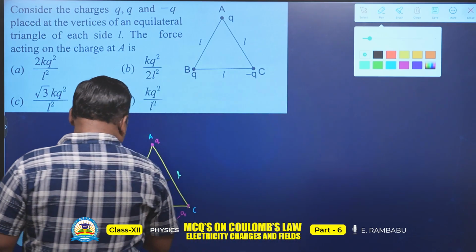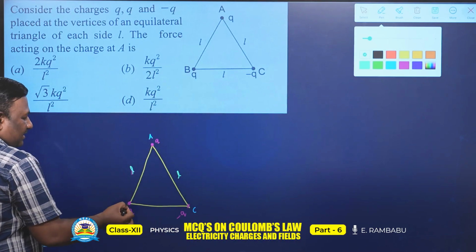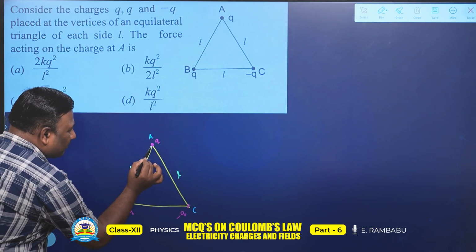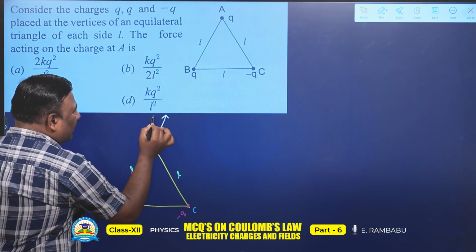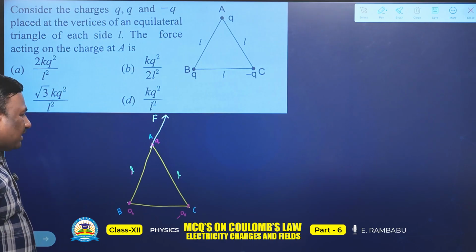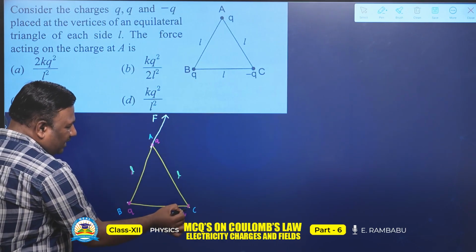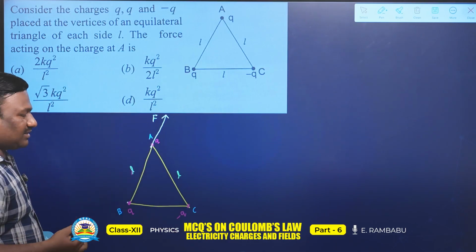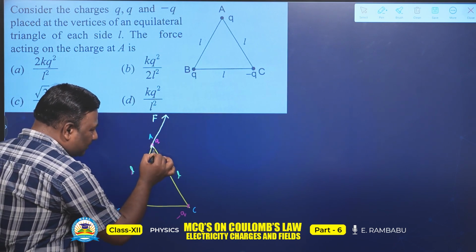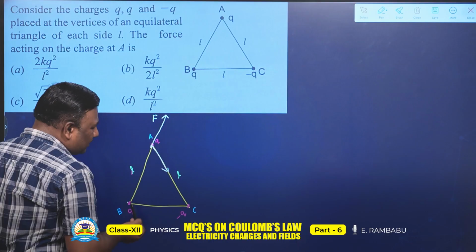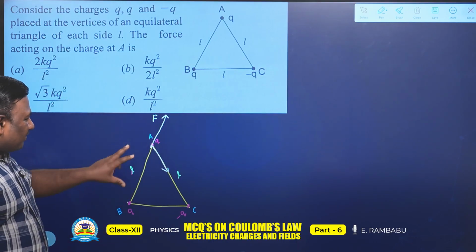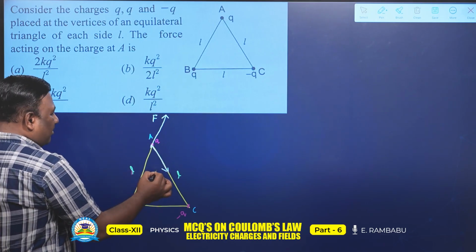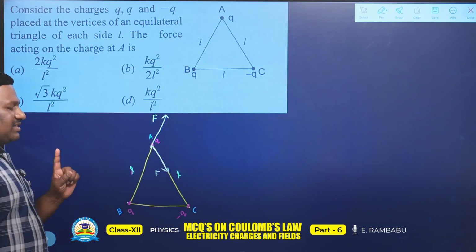Now here, between the charges at B and at Q, both are positive charges, so the force of repulsion exists. I can take it as F. Next one is plus Q and minus Q. Both are unlike charges. When unlike charges are given, what about the force? That force is nothing but attractive force. But observe here, the magnitude of charge is the same and the distance between the charges is also the same, so the magnitude of force is also the same. This is the first point.